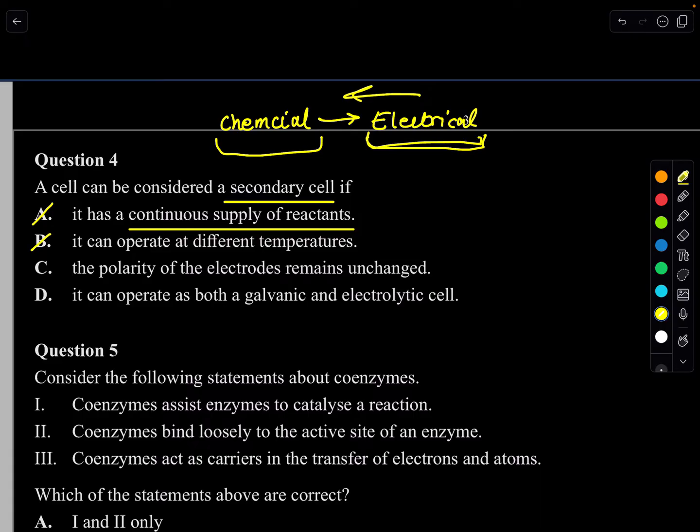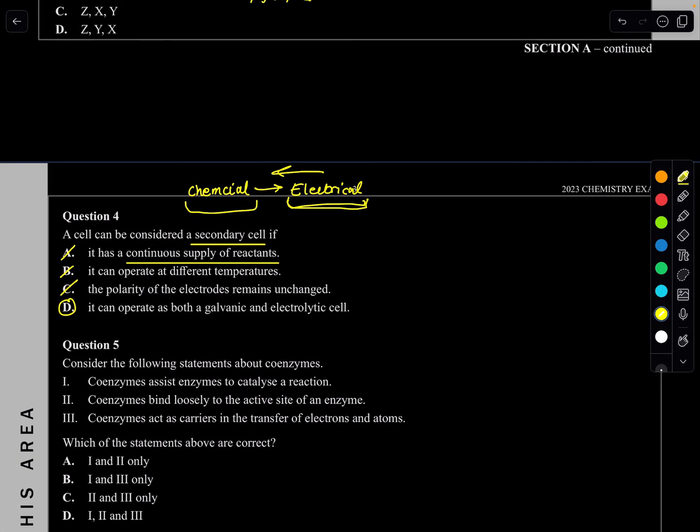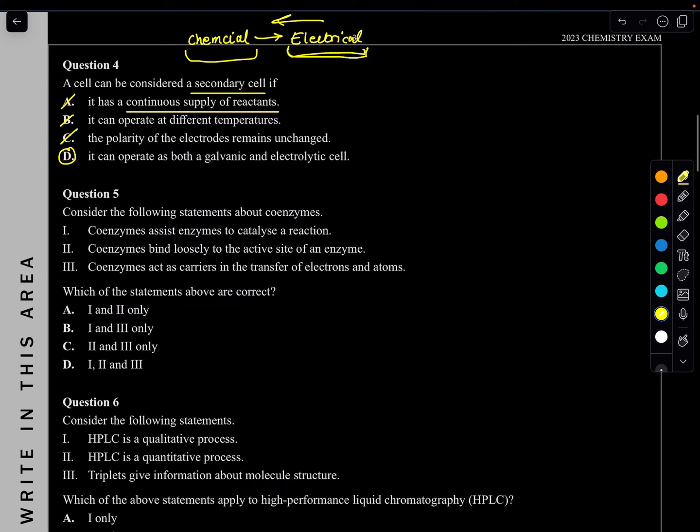C, the polarity of the electrodes remains unchanged. Rubbish. When you have a secondary cell, because it can switch from a galvanic cell to an electrolytic cell, the polarities do change. Absolutely right. So C is wrong, take that off. D, it can operate as both a galvanic and an electrolytic cell. Beautiful. That's what we just said, and that's what basically defines a secondary cell. Choose D, basically.